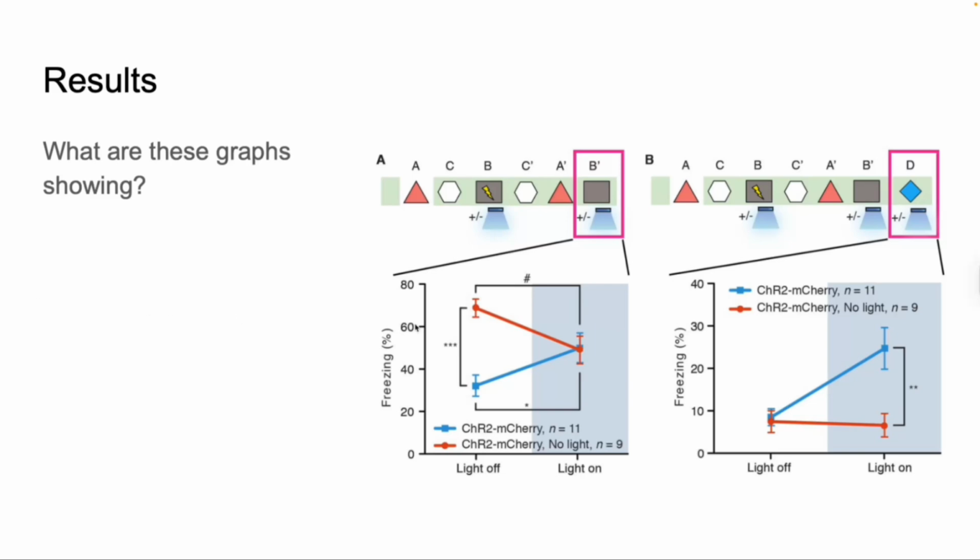Yeah, that's a really good interpretation, Sona. That's actually right on. So when we're looking at this, D is a context that they've never been placed in before, right? And we should see that whenever they are placed in this context, they don't have any fear, which is what we see in this no light group, right? They don't have barely any fear. It's a new context, so they might just tend to freeze sometimes, but there's a really low amount of freezing.